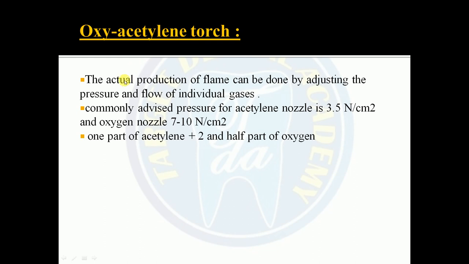Oxyacetylene torch. The flame is produced by adjusting the pressure and flow of the individual gases. Commonly advised pressure for the acetylene nozzle is 3.5 newton per centimeter square and for the oxygen nozzle 7 to 10 newton per centimeter square. Very important from your exam point of view: one part of acetylene to 2.5 parts of oxygen.